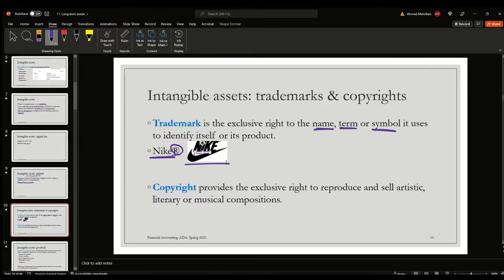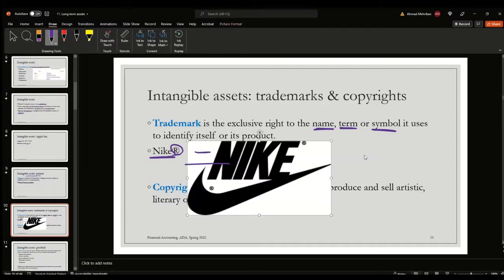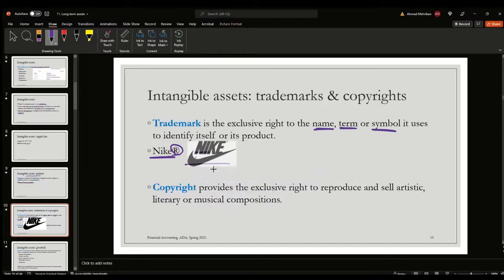So if I increase the size of this one, yeah, so let's look closely at this one, and it's very blurry, so let's skip that explanation for now. But just for now, just remember that the logo of the company can also be a trademark.